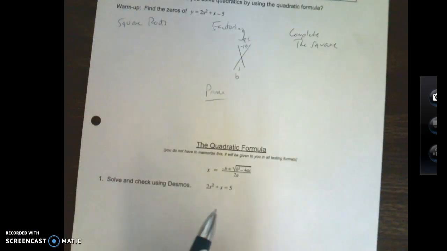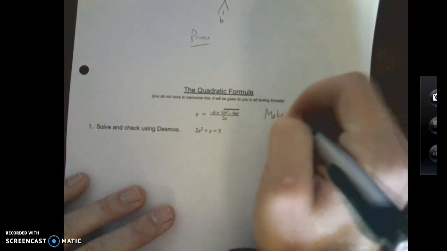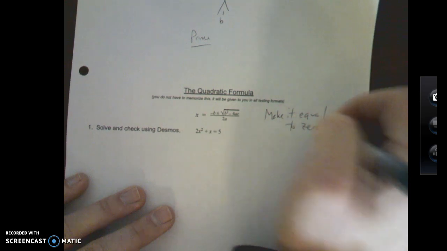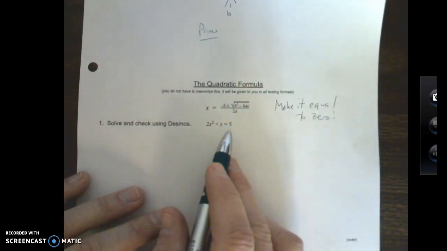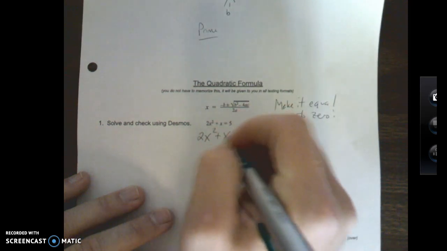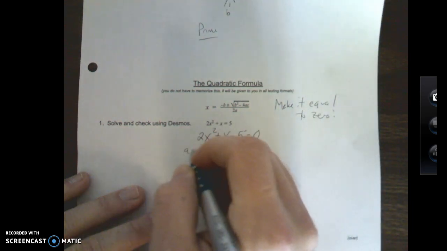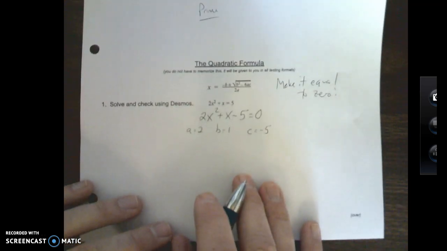All right, so we want to get this equal to 0. The one thing that you always want for the quadratic formula is to make it equal to 0 to start out with. So here I've got 2x squared plus x equals 5. If I subtract that 5 over, 2x squared plus x minus 5 equals 0. So here's my a, here's my b, here's my c. We've got everything that we need now.